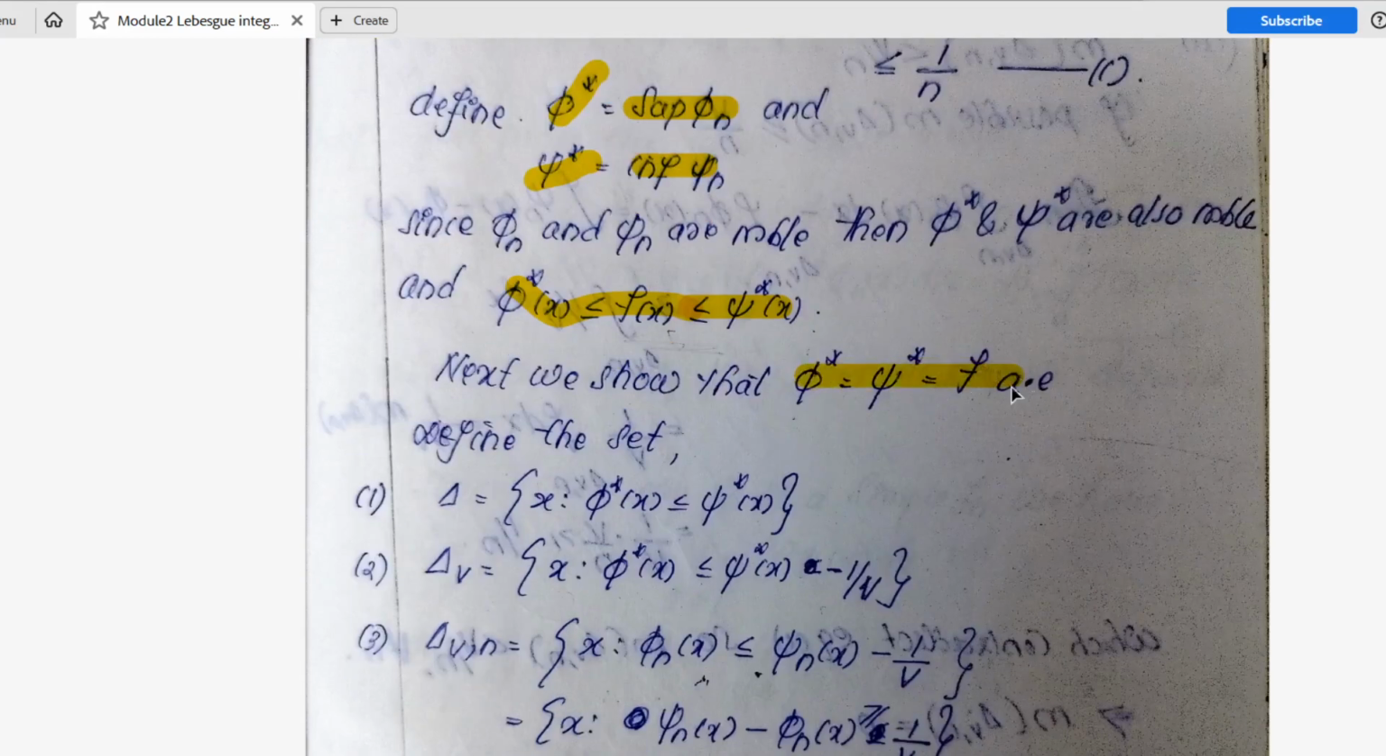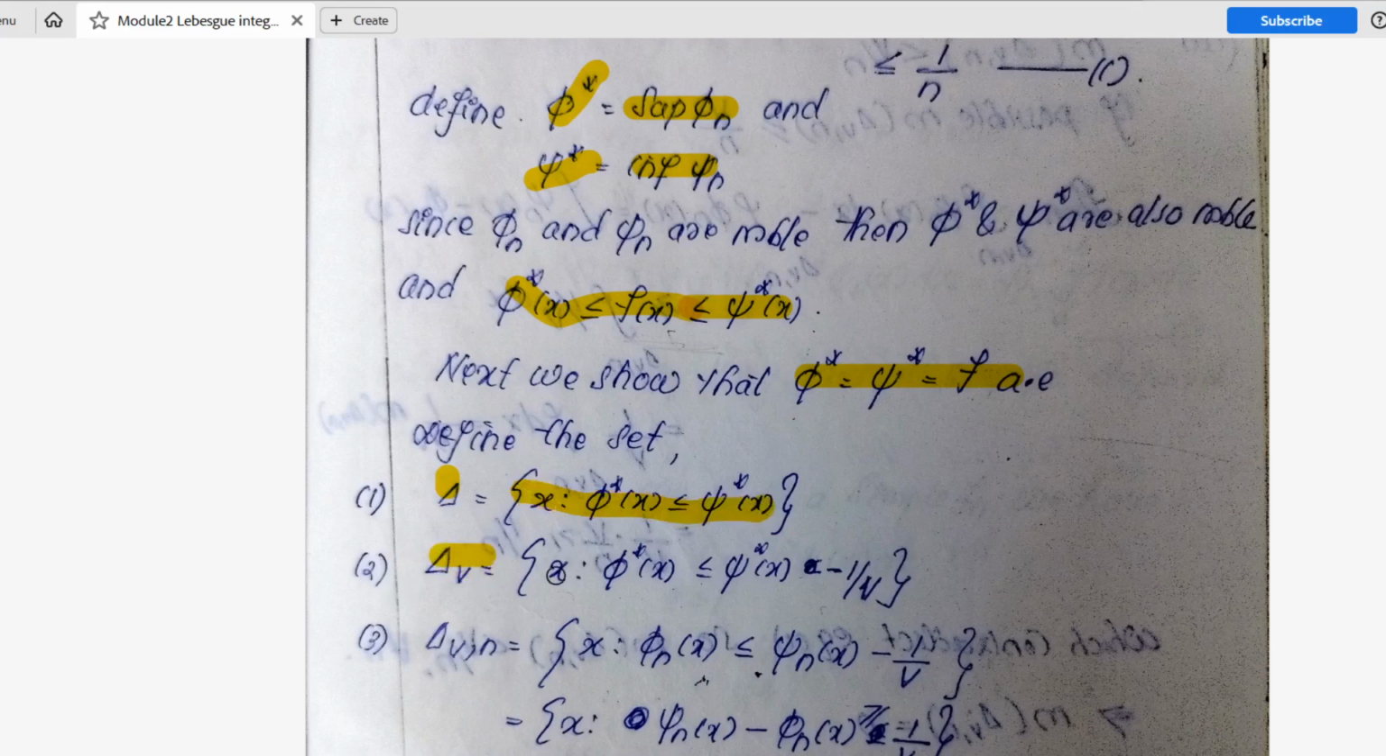Phi star and f are equal almost everywhere. So define the set. When we say almost everywhere, in the remaining cases the measure of that set will be 0. So we take delta equal to the set of all x such that phi star of x is less than or equal to psi star of x.